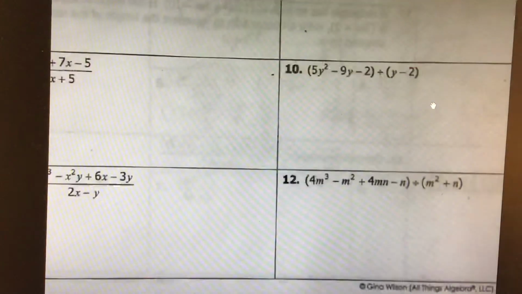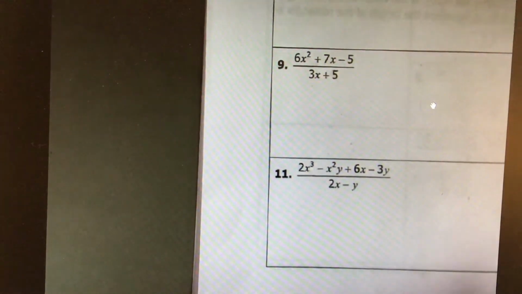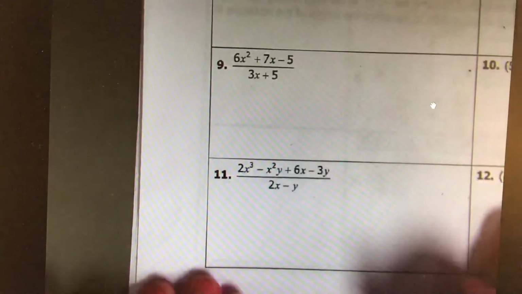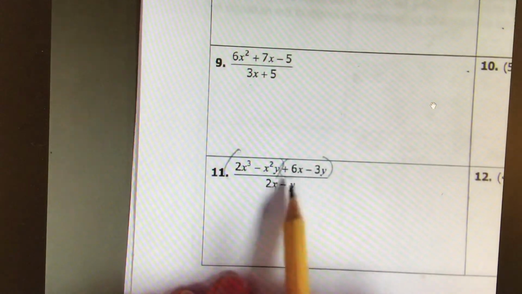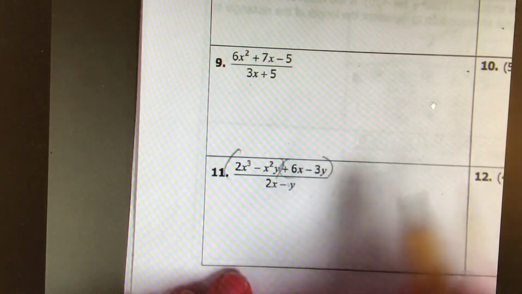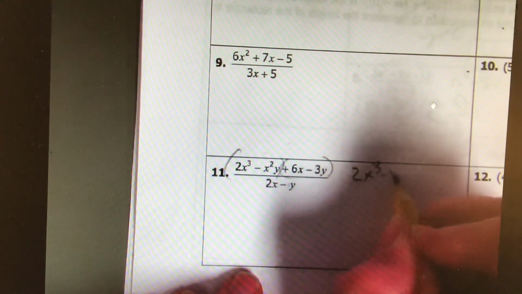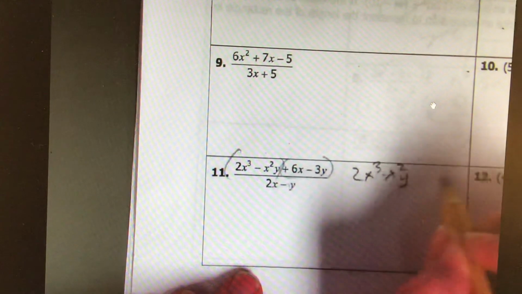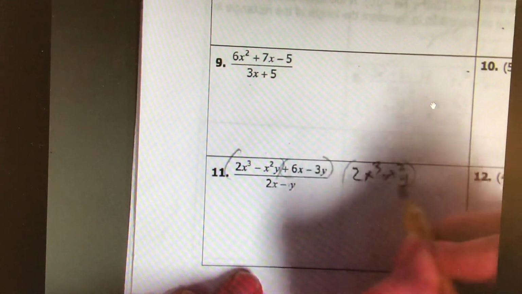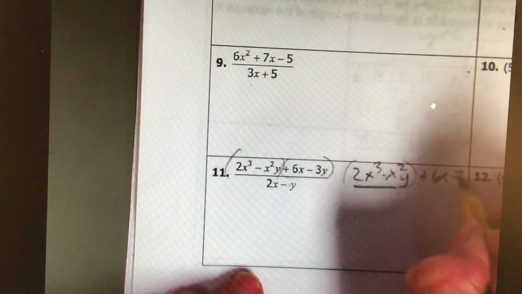Let's go down to 11. I don't want to give you all the answers, people. Oh, this is fun. I got a grouping up here. Yep. I'm going to regroup this stuff. This is pretty awesome. So 2x cubed minus x squared y. So I'm going to, and then 6x minus 3y.